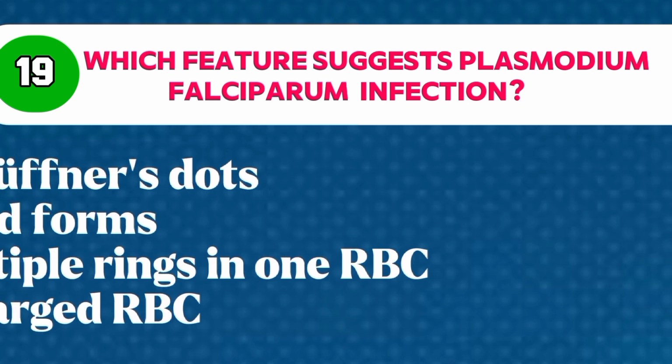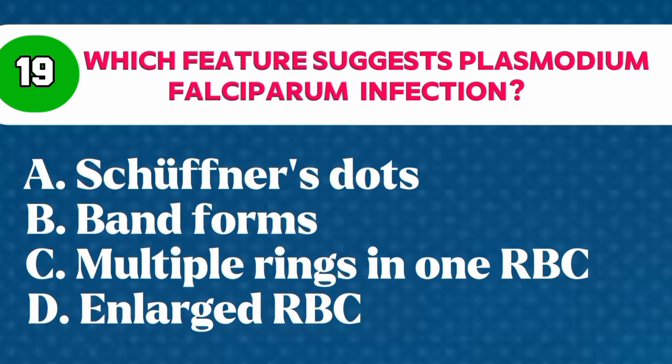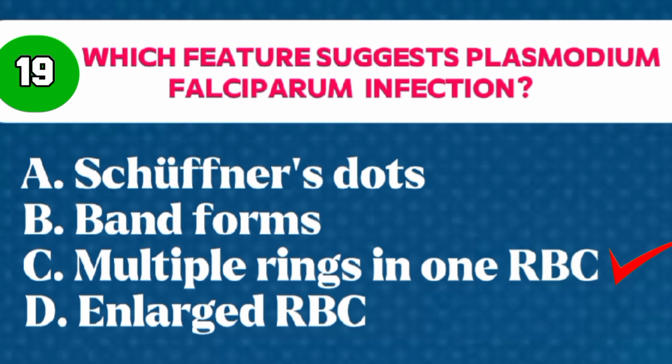19. Which feature suggests Plasmodium falciparum infection? A. Schüffner's dots, B. Band forms, C. Multiple rings in one RBC, D. Enlarged RBC. The answer is C. Multiple rings in one RBC.